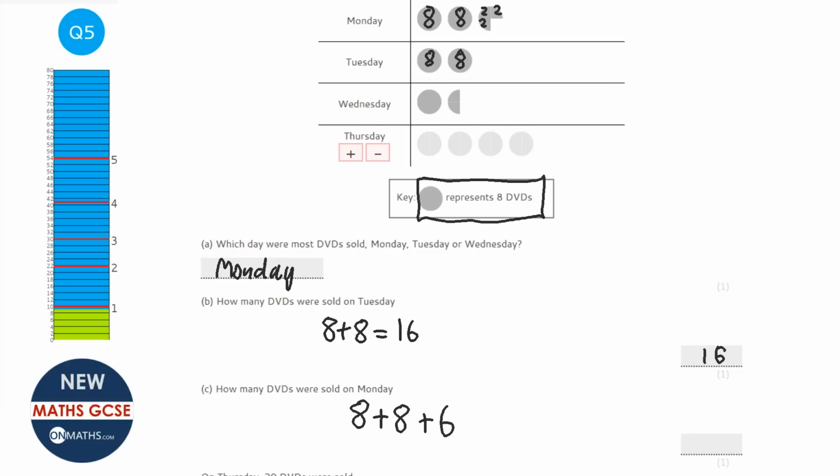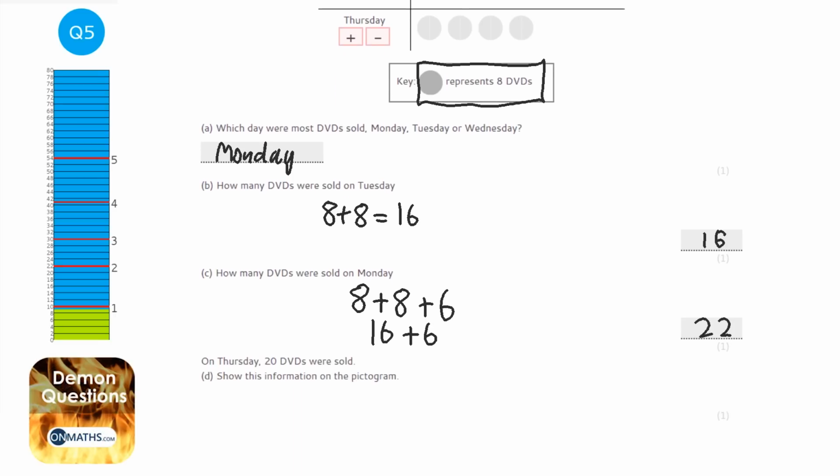So we just need to add on 6 to the 16. So 16 plus 6 is going to be 22. So that's going to be 22. Okay, let's have a look at the next question.